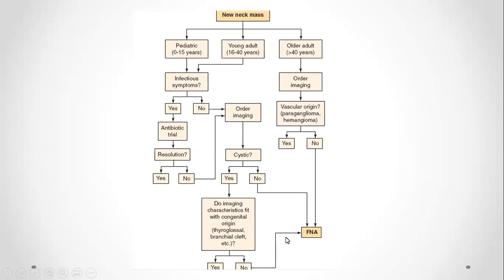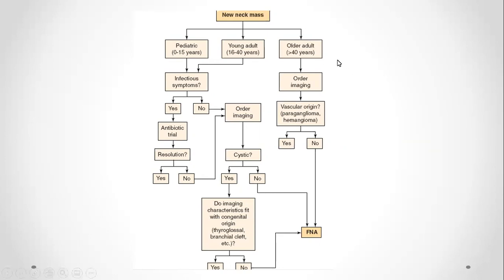So we can get the tissue diagnosis. We can get the diagnosis here. If it's an adult over their 40s, it is most likely due to a neoplasm. So we can check with the ultrasound.